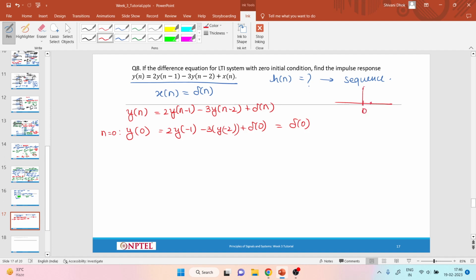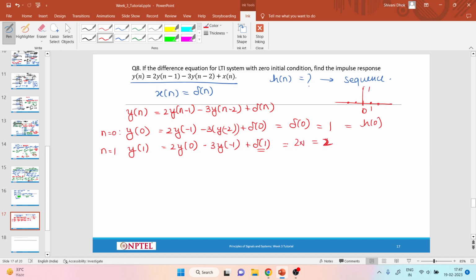It is like this, and since it is discrete, it takes a value of 1. So my y of 0 is equal to 1. So this is equal to my h of 0 because it's the output for an impulse. If I take n equal to 1, then y of 1 is equal to 2 times y of 0 minus 3 times y of minus 1 plus delta of 1. Now delta of n at n equal to 1 is 0. So this comes out to be 2 times y of 0, that is 2 into 1, that is 2.